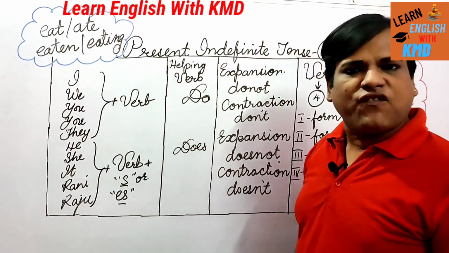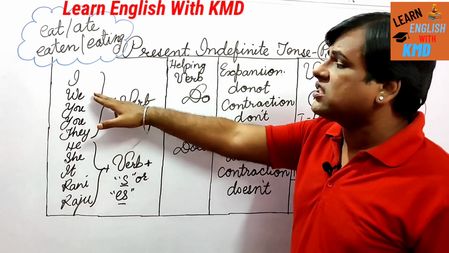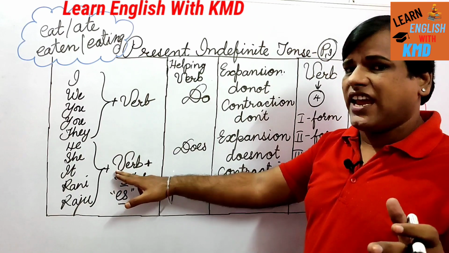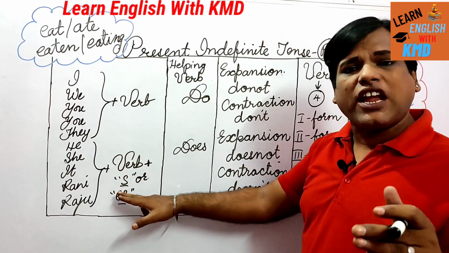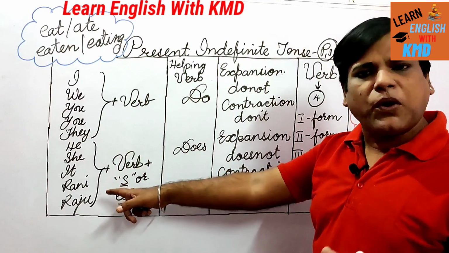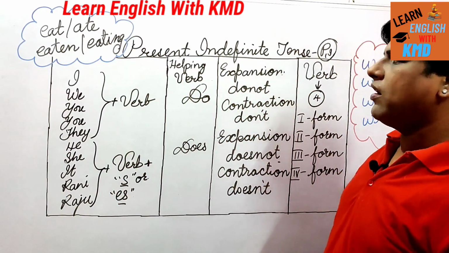So let's talk about the first category. The first category comprises not only singulars but also plurals. But when we come to the second category, it comprises only singulars. They are third person singular. Let's move on to the next point, the most important point.